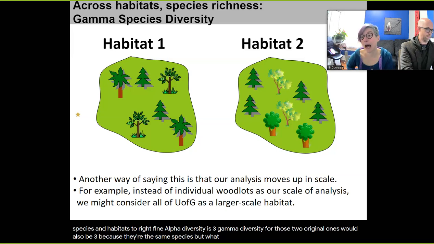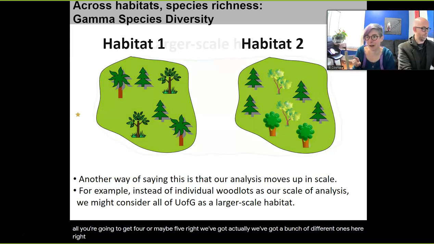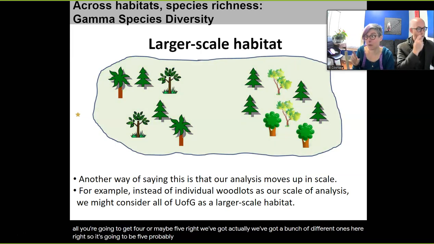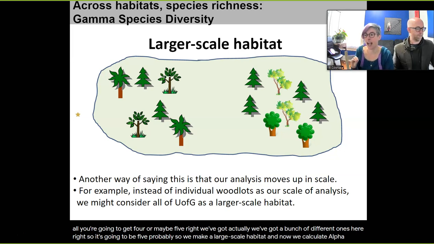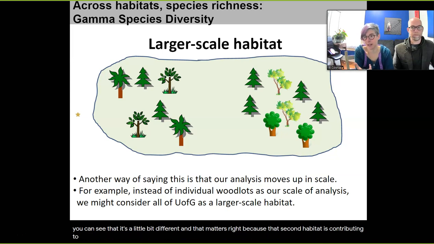But what happens if habitat two has a totally different species? If you calculate gamma now, you're going to get four or maybe five. We've got a bunch of different ones here, so it's going to be five probably. So we make a large scale habitat and now we calculate alpha, and you can see that it's a little bit different. And that matters, because that second habitat is contributing to diversity.